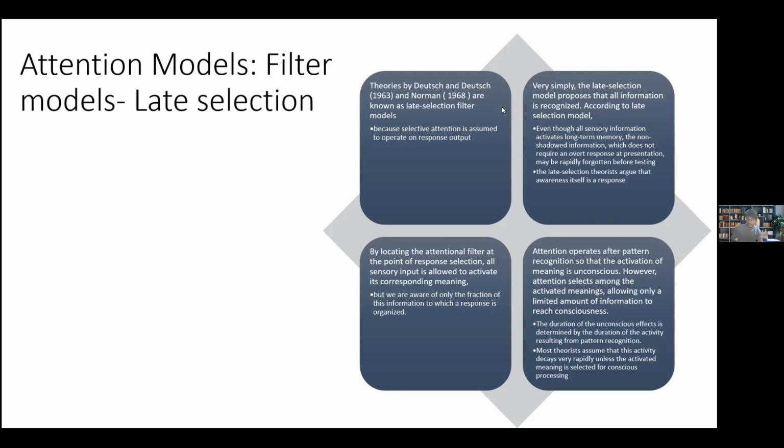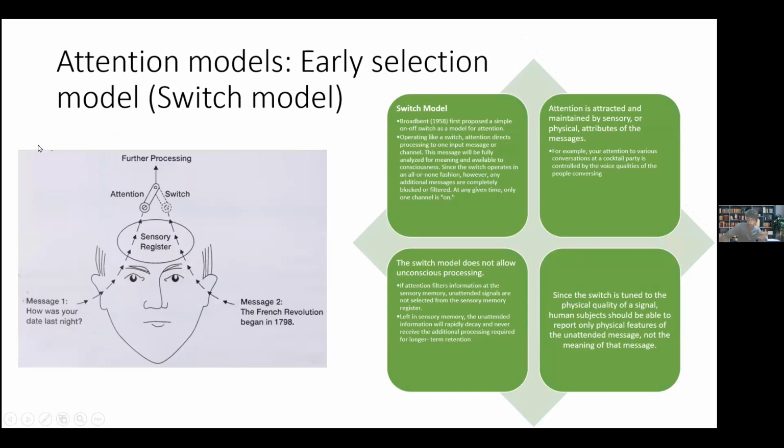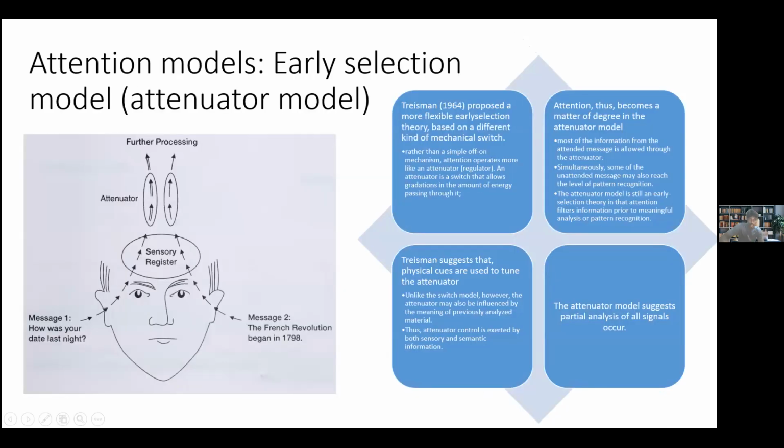So the researchers that we are talking about here are Deutsch and Norman. They are the supporters of late selection theory, and the ones who talked about the early selection are Treisman and Broadbent. Broadbent gave the switch model, and Treisman gave the attenuator model, right?